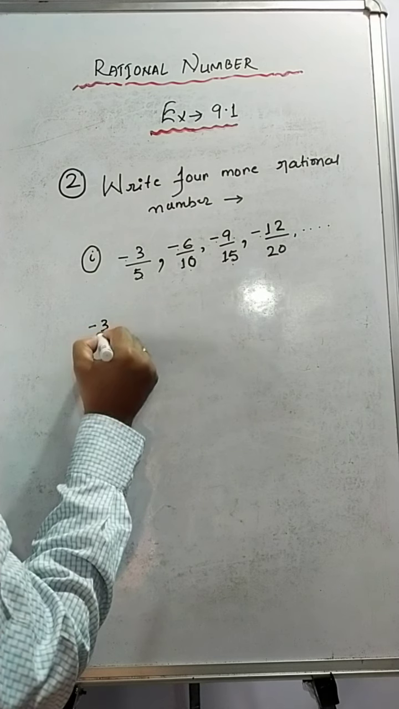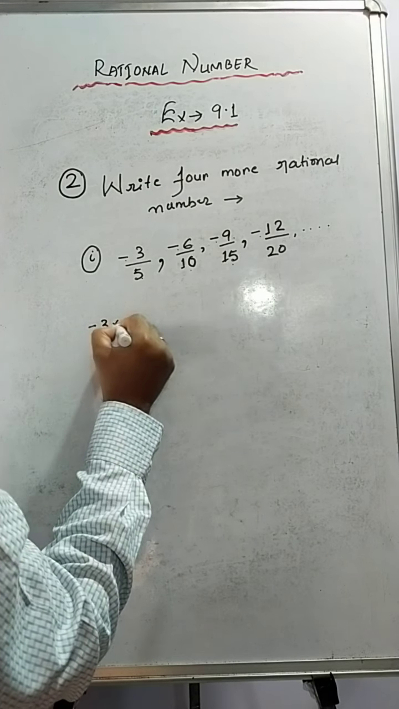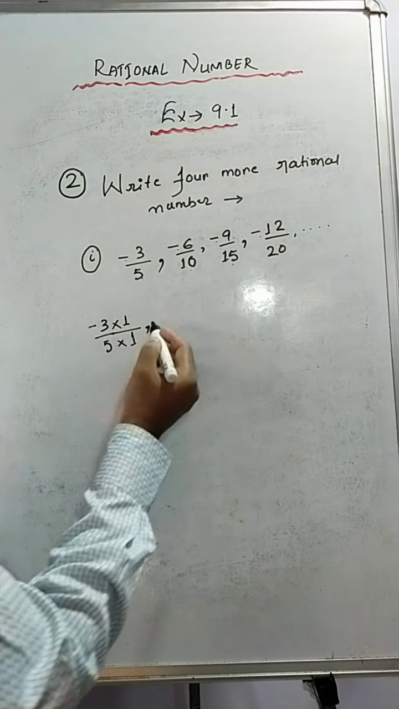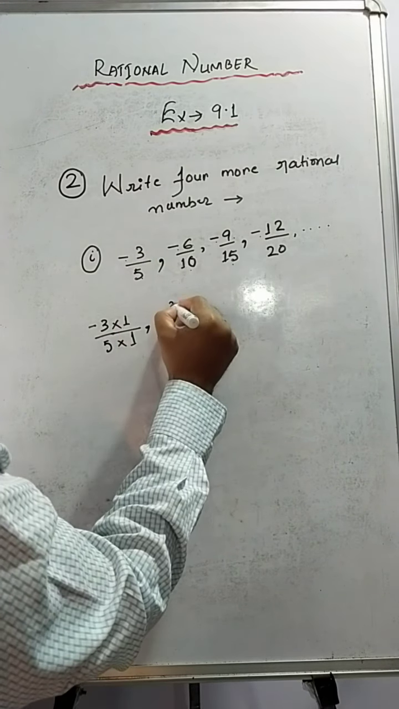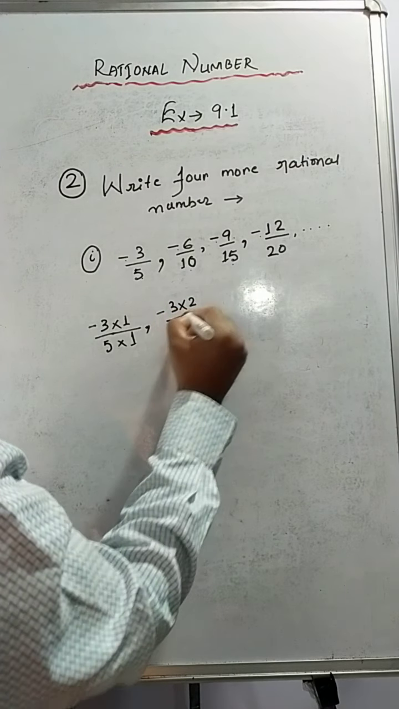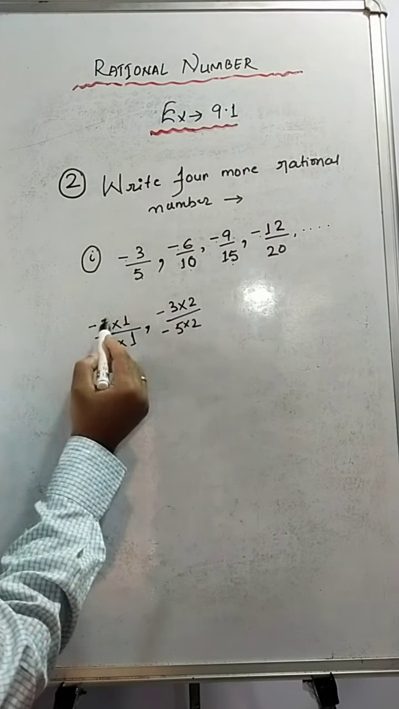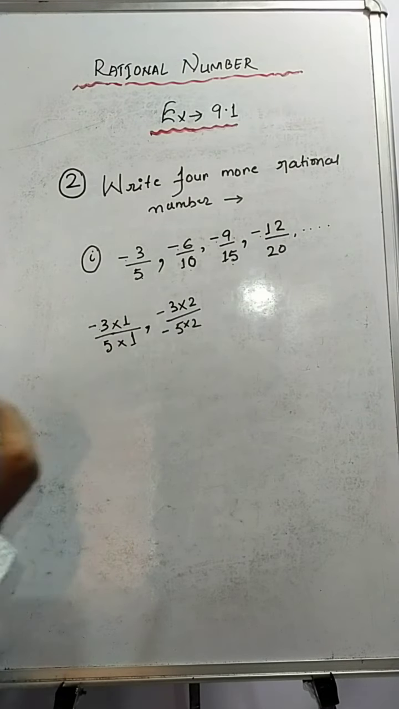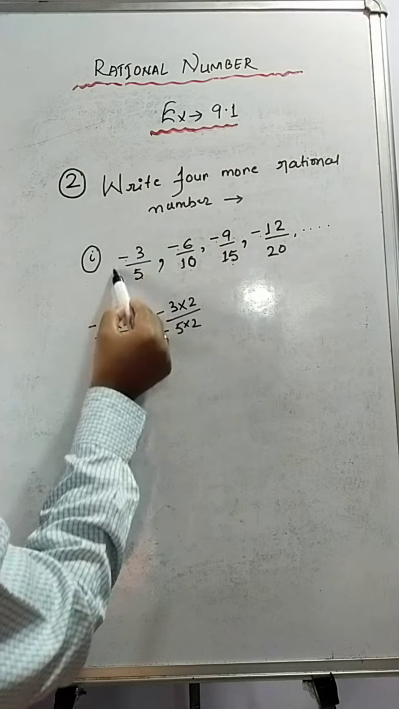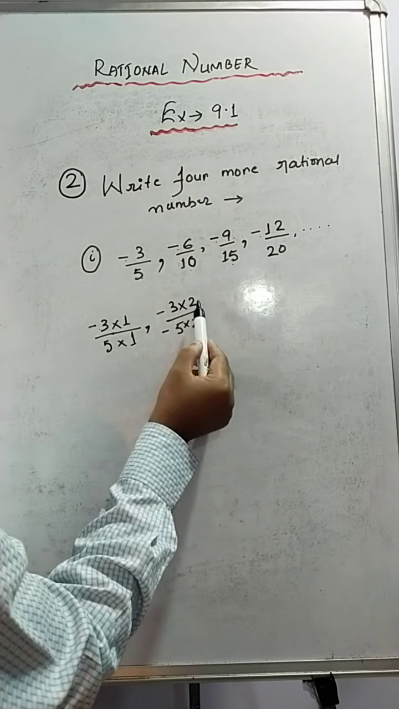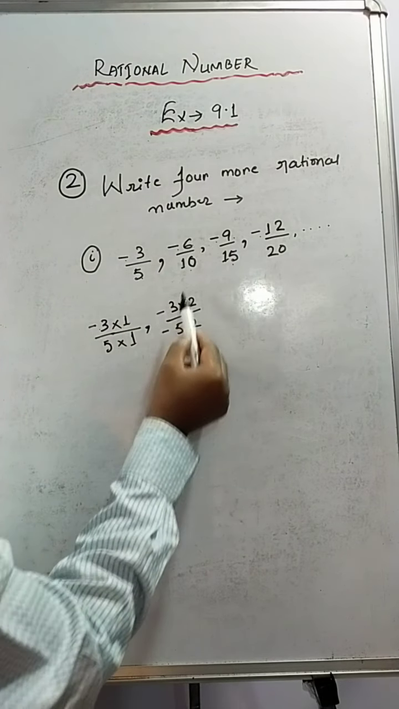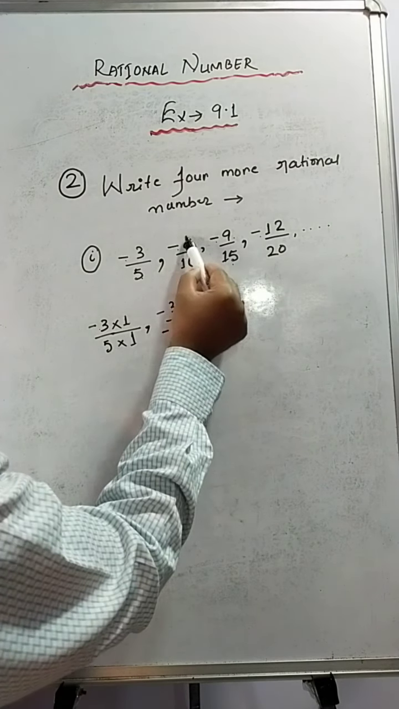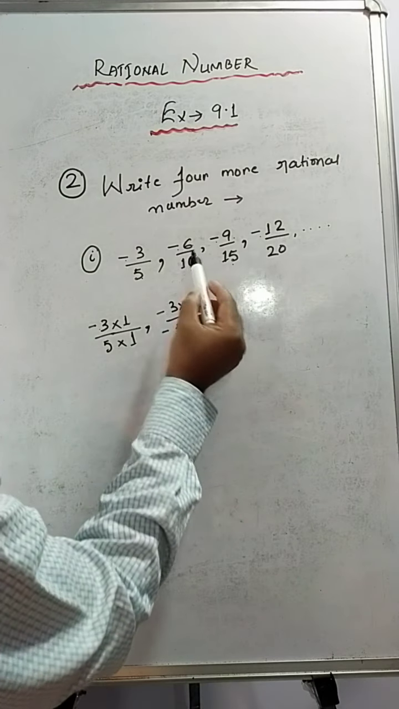See, the first fraction is moving like this. Both the numerator and the denominator are multiplied by 1. Now second, again this particular rational number is multiplied by 2. Carefully observe. See, minus 3 ones are minus 3. Excuse me, 5 ones are 5. Now if I take this rational number again and multiply both the numerator and the denominator with 2, you will get this one. Minus 3 into 2 is minus 6. 5 into 2 is 10, isn't it?